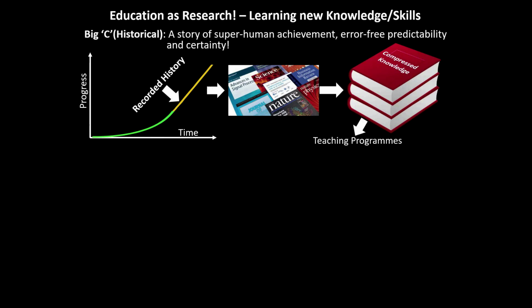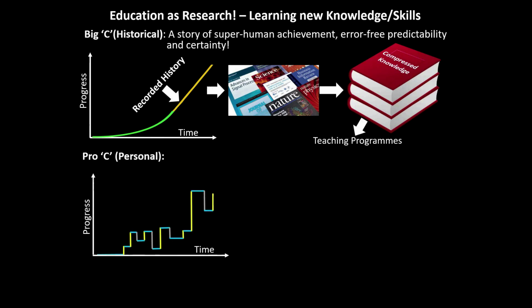So as I said earlier, this compressed knowledge then becomes part of teaching programs for the next batch of undergraduates. I want to argue that the experience of the student is more like this second curve, the one that I described earlier, which is the curve of the personal perspective of a researcher. So when a student is studying, it's not a linear process. They have delays, they have insights, they have setbacks when they've misunderstood something.